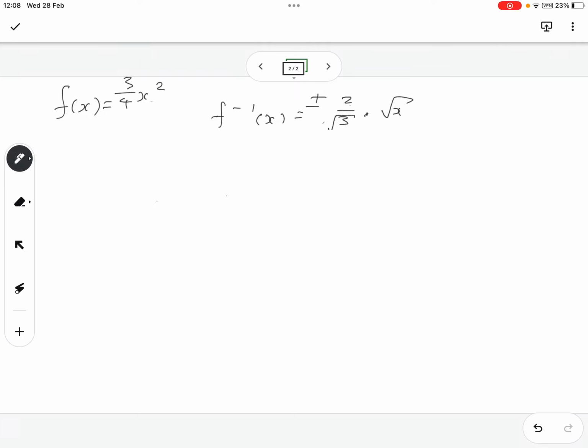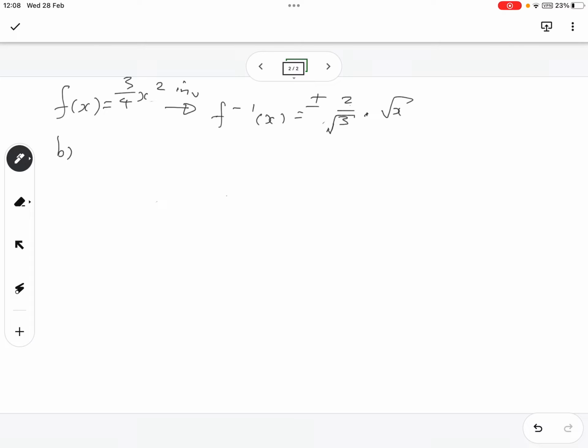So from f of x equals 3 over 4 x squared, our inverse becomes f inverse of x is positive or negative 2 over the square root of 3 times the square root of x.